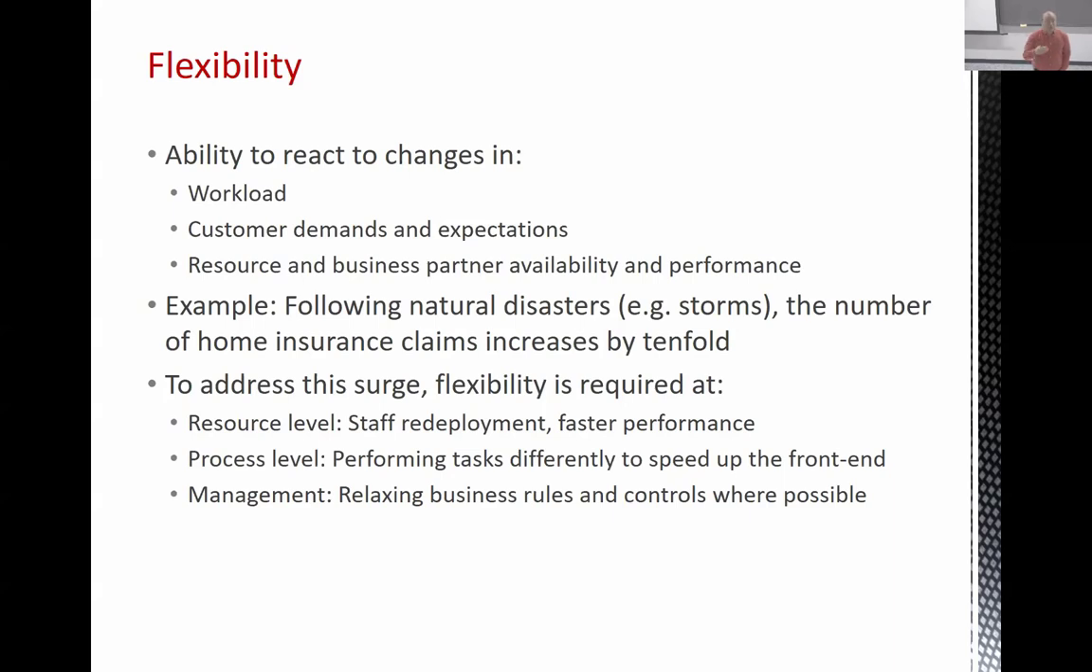You want your process to be more flexible, and it reflects the ability for your business process to react to changes in the environment, specifically changes in the workload. So if suddenly you start receiving twice more purchase orders, is your process able to handle it? Changes in the customer demands and expectations. So if customers start to expect that you serve them faster because there is a new competitor across the street and they are doing things faster than you, is your process able to be going faster?